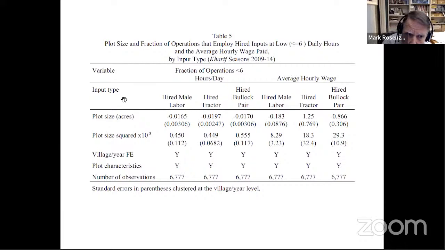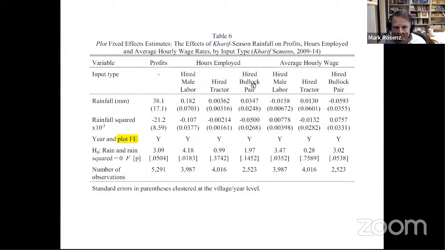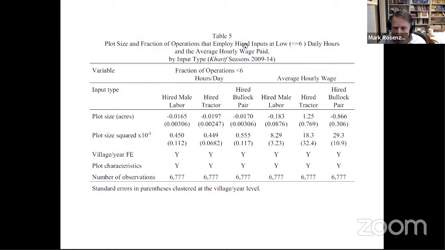So what you see in the plot are just regressions that show that these relationships are significant: as you increase plot size, on average, the fraction of operations that are less than 6 hours a day or 8 hours a day, you can use either one, goes down, and the hourly wage also goes down as a consequence for labor and bullock pairs. However, we're still worried about the quality of plots. All of this scale stuff could still be driven, despite the elaborate set of characteristics of plot soil quality, by some remaining relationship there.